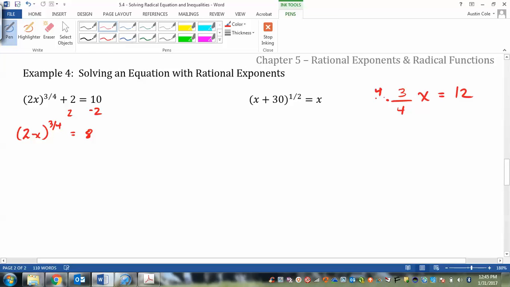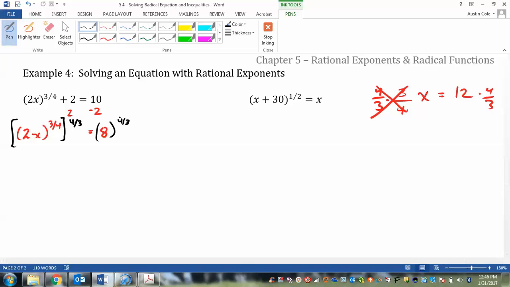So if I were to multiply both sides by 4/3, those go away, and then I have to multiply by 4/3 on that side. Same idea. How do I get rid of this nasty exponent? Well, I'm going to take it to the 4/3 power. And when I do that, I have to do that to both sides. So now, when I take something to the 3/4 power and take the same thing to the 4/3 power, they go away. They cancel. So now I'm left with 2x on the left, and then this 8 to the 4/3 power.